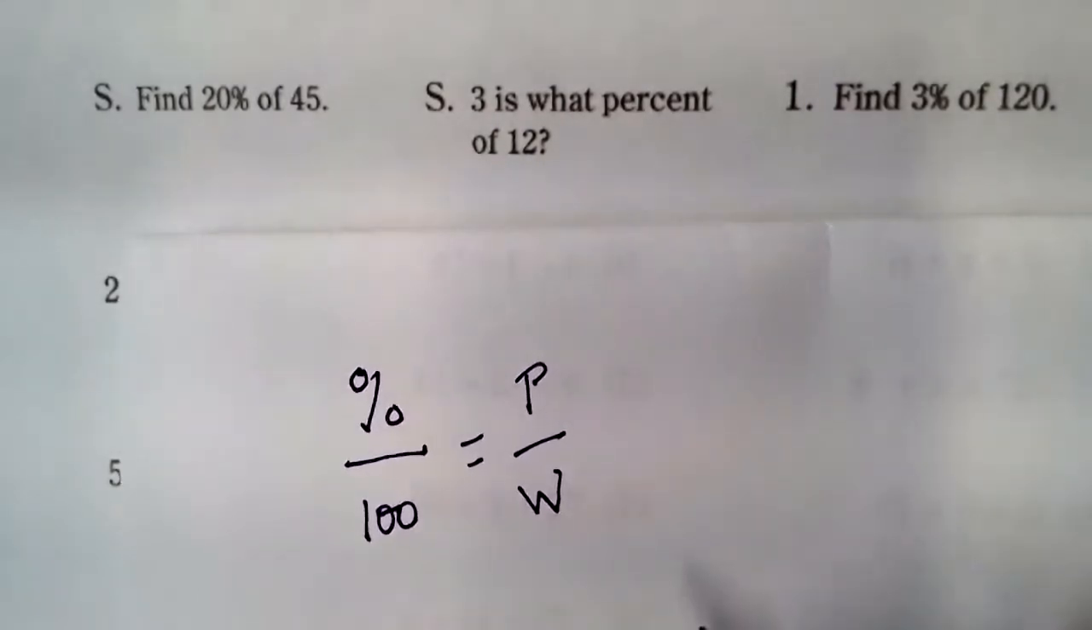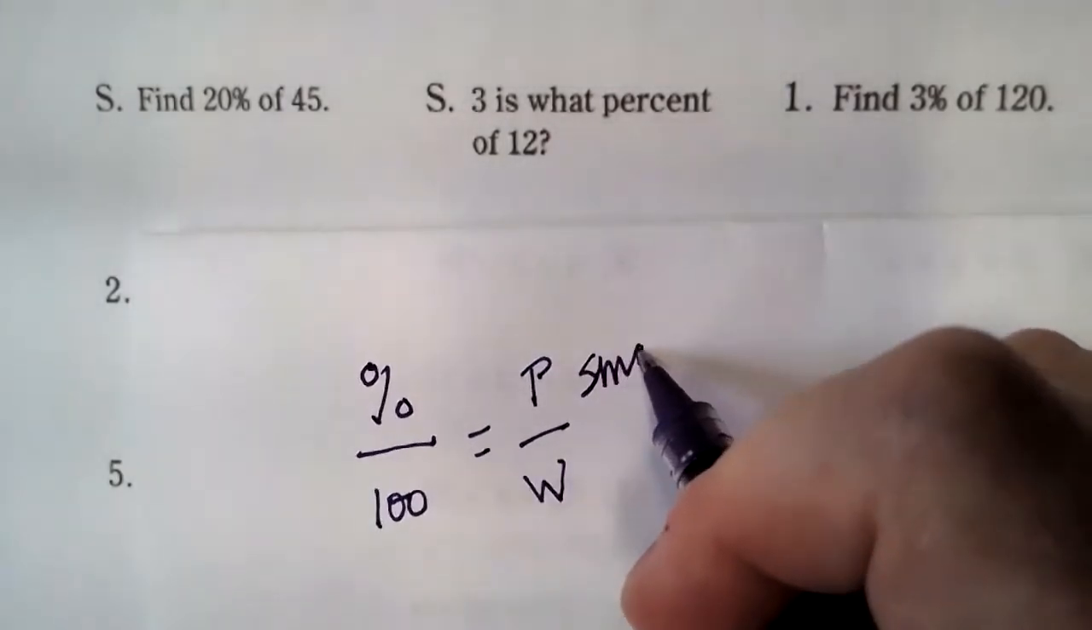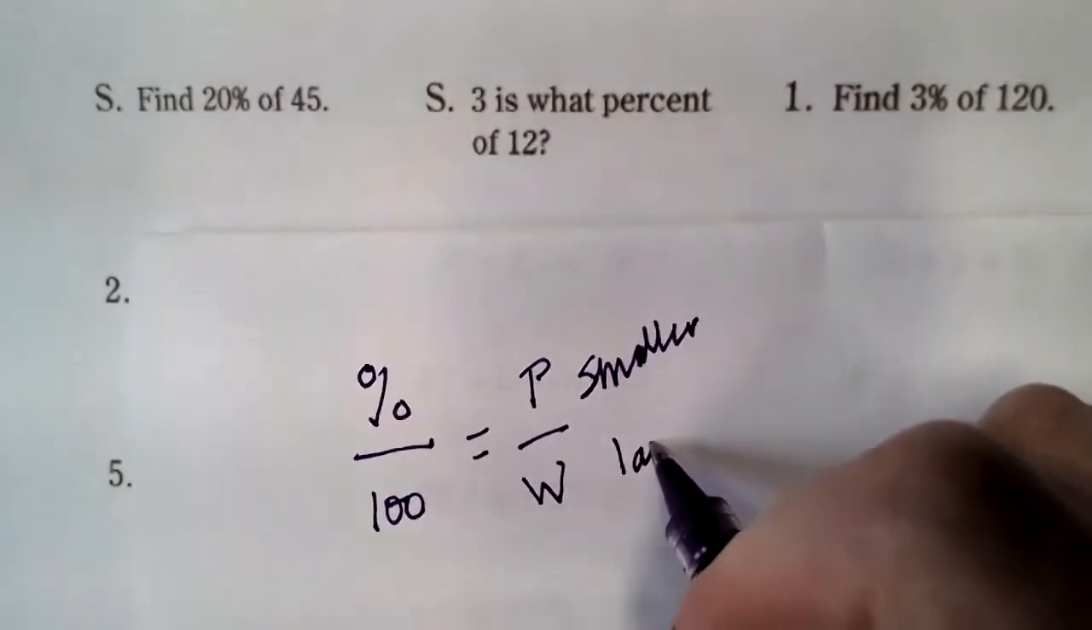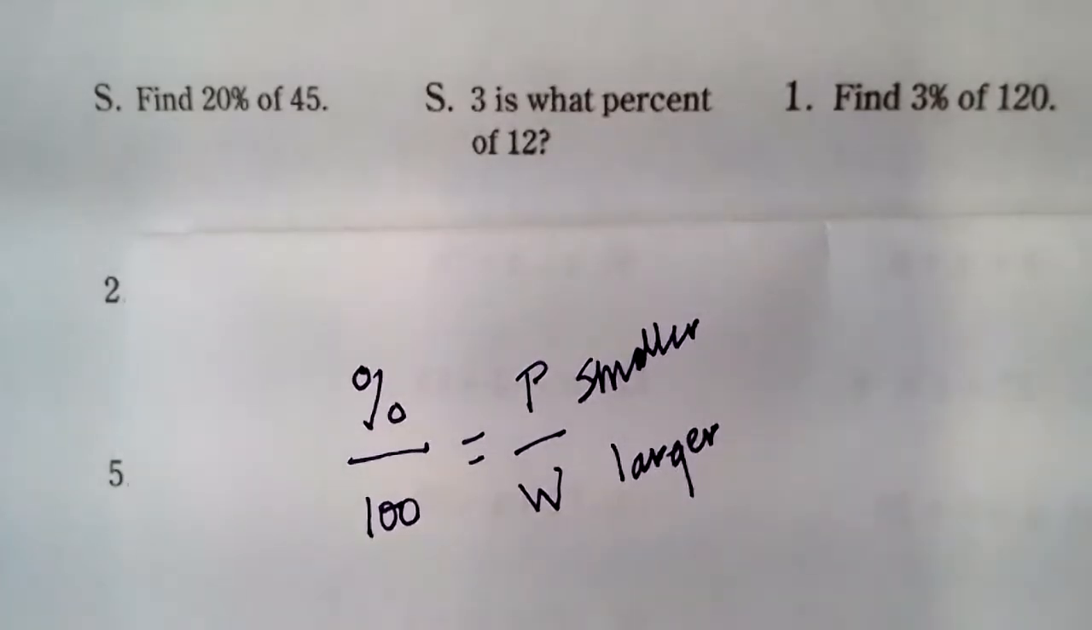And this basically means the smaller number over the larger number. And that will make sense in a minute.